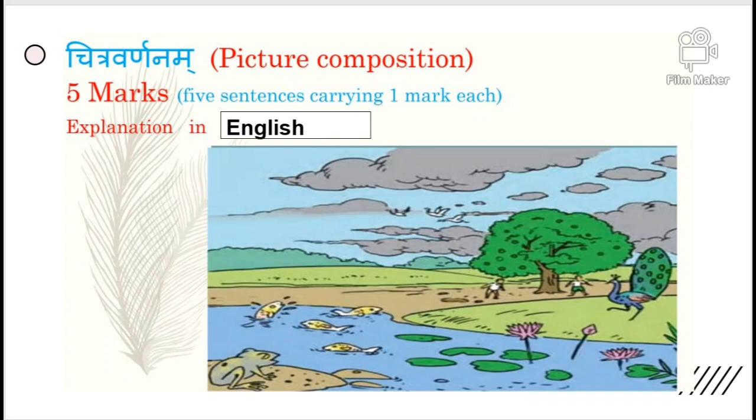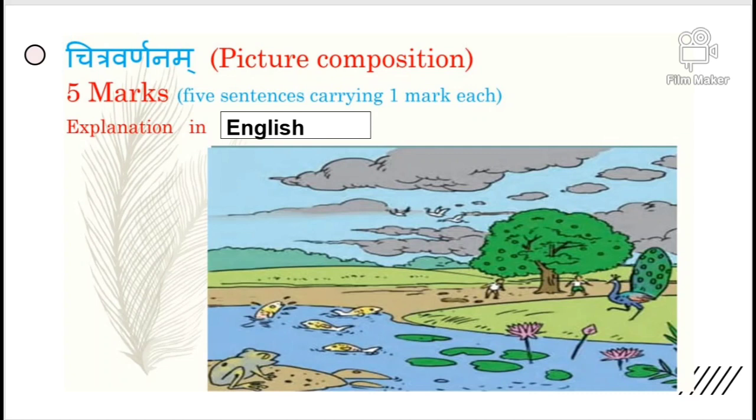A 5 marks question that you can surely expect for the 10th standard CBSE Sanskrit board paper of 2020-21. The topic is Chitra Varnanam, that is picture composition. In this question, you have to make 5 sentences using the given words in the box, that is in Manjusha. So, some easy tricks are there to score the full marks.